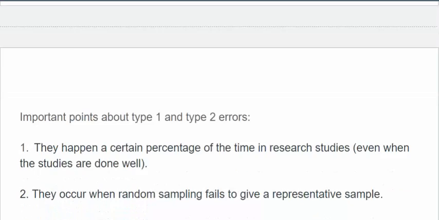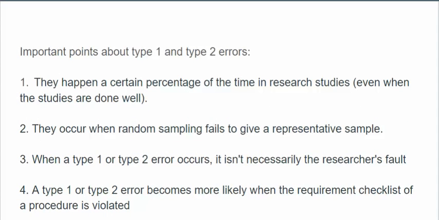Now let's cover a few bullet points about type 1 and type 2 errors. So they happen a certain percentage of the time in research studies, even when the studies are done well. So you can't eliminate these errors, but the goal is to minimize them. So if research and data collection is done well, then these errors will only happen a small percentage of the time. And if research is done poorly, they'll happen more often. So like I said, the goal is to minimize them. And they occur when random sampling fails to give a representative sample.